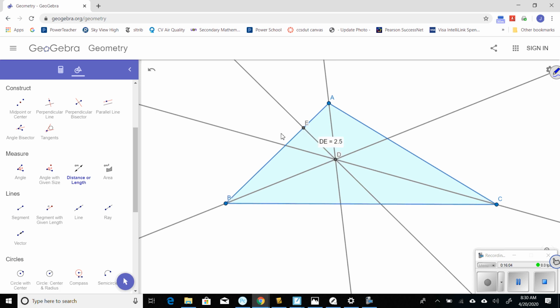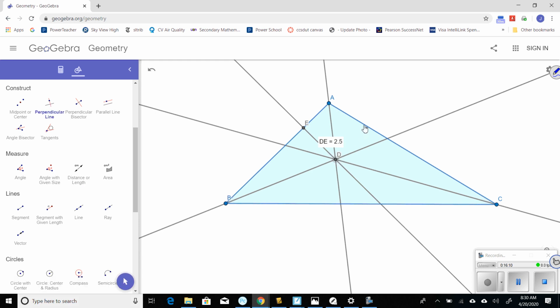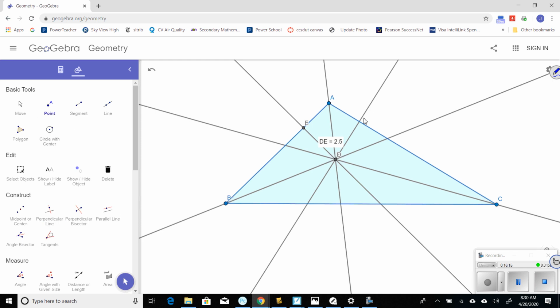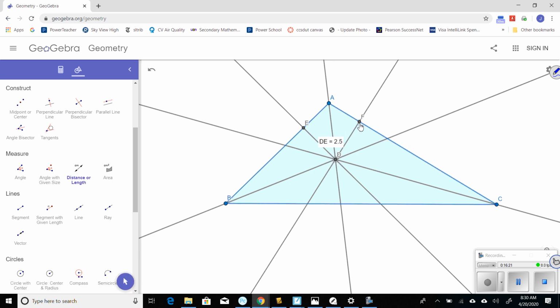Now this is going to get really confusing because there's a lot of lines. But let me just show this to you really quick. If I make the perpendicular line from there to there, and I put a point on it, and I measure that distance there to there, hey, it's the same distance. So the distance from D to F and D to E is the same.